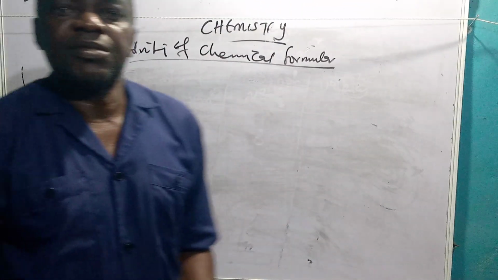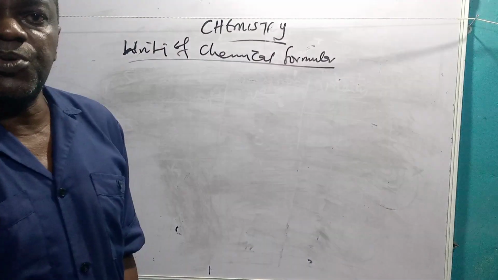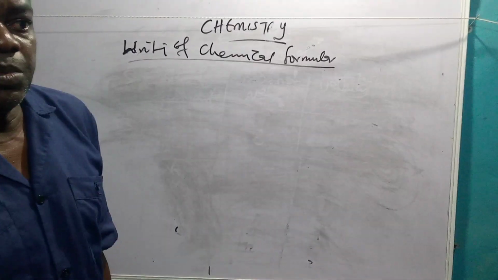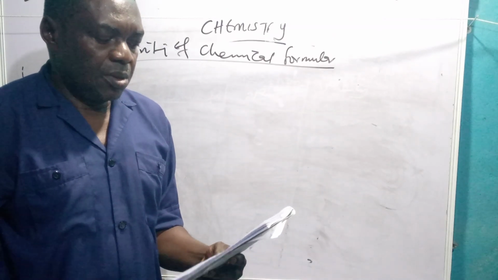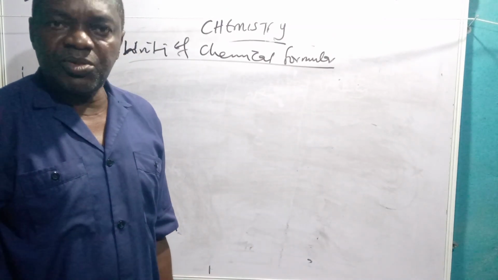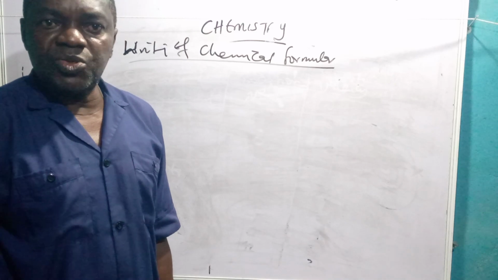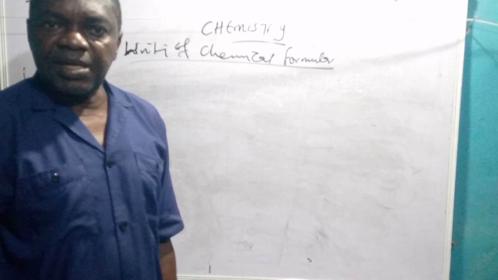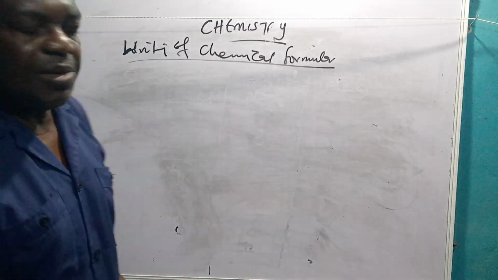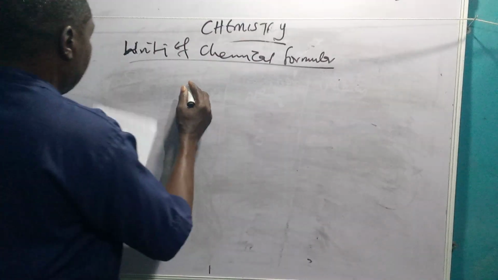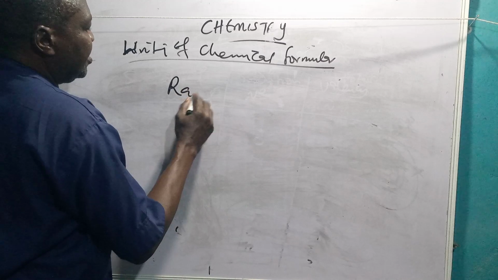Good day, my friends. As we were told in our previous video about valencies, oxidation number, and symbols of some elements, we equally told you about radicals, their valencies, and oxidation number. For example, we gave you a table like this.